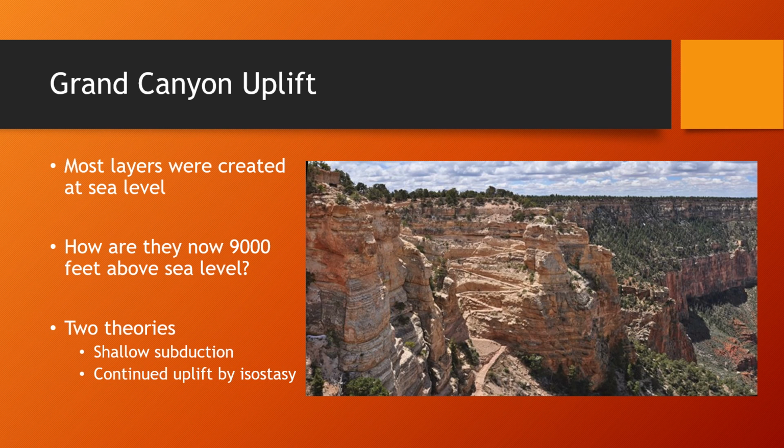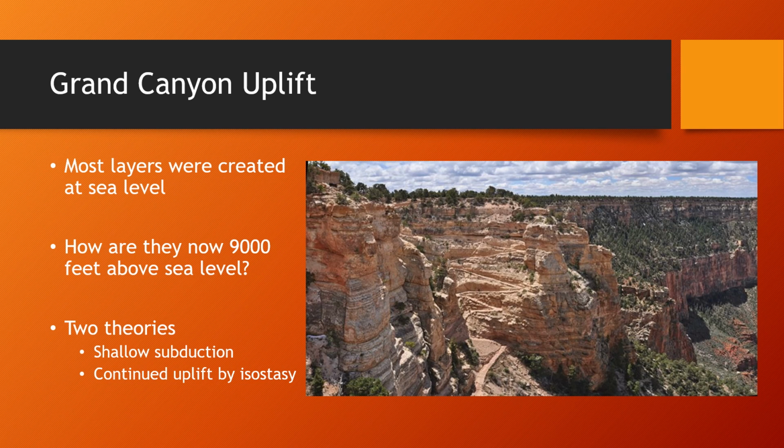As I mentioned before, most of the layers of the Grand Canyon were created by the sea at sea level. So how do these layers of rock reach elevations as high as 9,000 feet? Scientists are not completely sure. They have two theories about how the Colorado Plateau lifted so flatly.